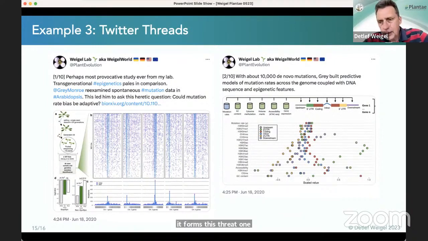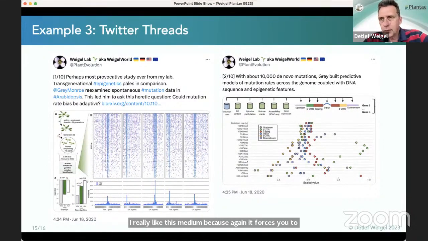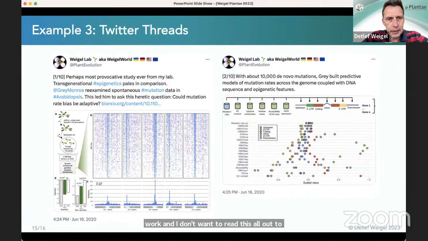And I really like this medium because, again, it forces you to focus on the essentials. So the figures in the paper typically have several panels and are quite complex. You have legends that run to sometimes 100, 200 words or so. And so being forced to express this in 280 characters really makes you think about what is the essence of the work. And I don't want to read this all out to you, but you can see, I think, again, that these are relatively simple sentences.